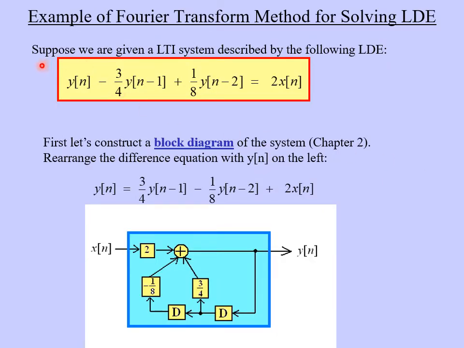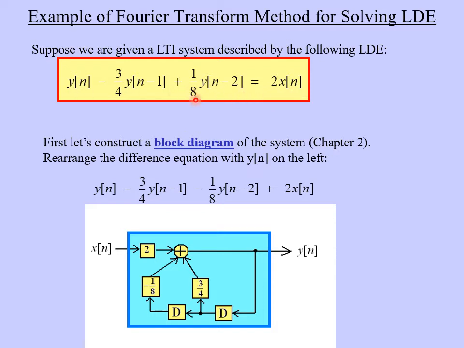So let's go ahead and do an example where we're going to use this Fourier transform method for solving a linear difference equation. Let's suppose that we're told that an LTI system is described by the following linear difference equation: y of n minus 3/4 y of n minus 1 plus 1/8 y of n minus 2 is equal to 2 times x of n.